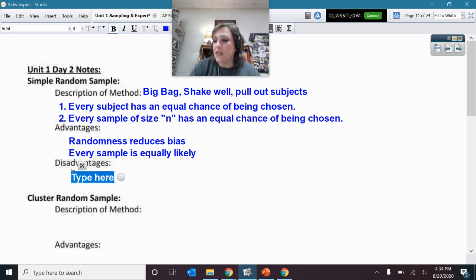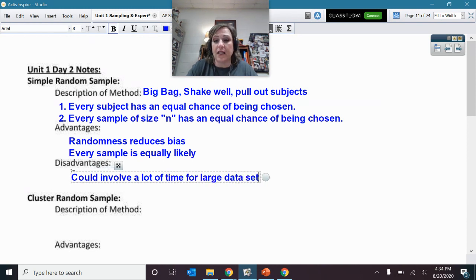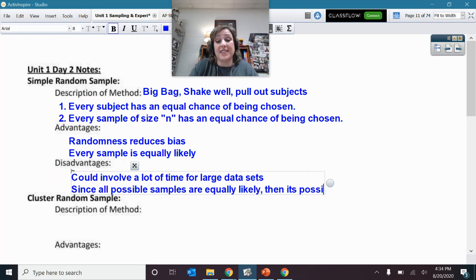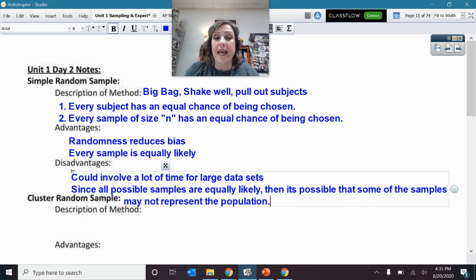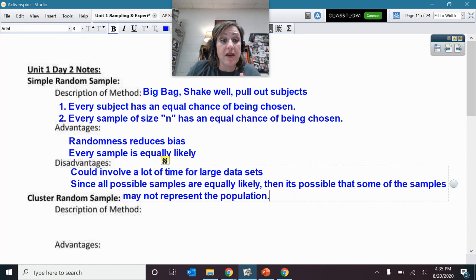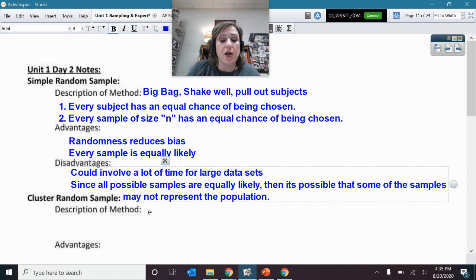All right, disadvantages. Because you have so many, it could involve a lot of time for large data sets. It could take a lot of time to do that. And what I just said a second ago, since all possible samples are equally likely, it's possible that some of these samples may not actually be representative, may not represent the population. If you're taking the opinion of all Aledo High School students and you happen to get all 10 seniors, well, they might not have the same feelings as all the students. So there's that one.